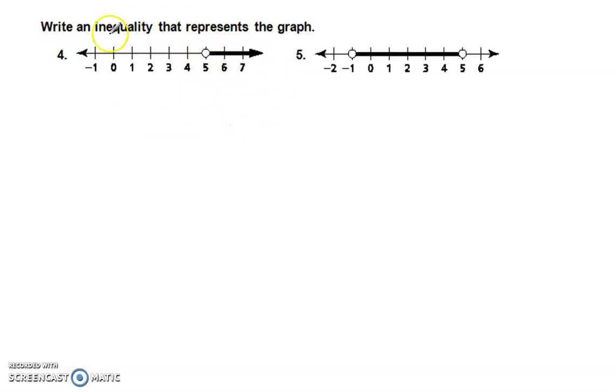Okay, on numbers 4 and 5, you are to write an inequality that represents the graph. Okay, you don't have to get fancy and come up with something. Just show, what does it say here? It says all the values of x are greater than 5. 5 is not included because it's an open circle.